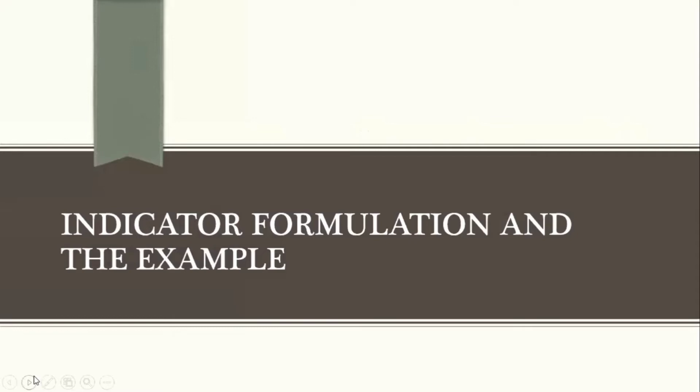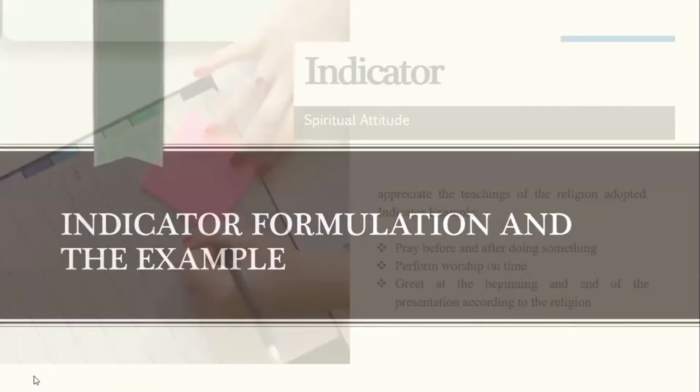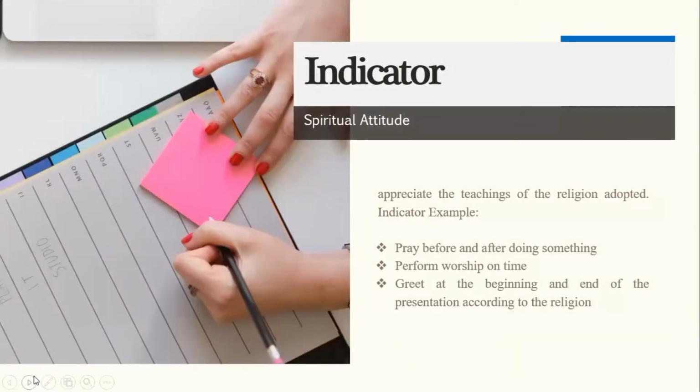And the next is indicator formulation and the example. The indicator of spiritual attitude is appreciating the teaching of the religion adopted. For examples of the indicator, there are praying before and after doing something, performing worship on time, and greeting at the beginning and the end of the presentation according to the religion.